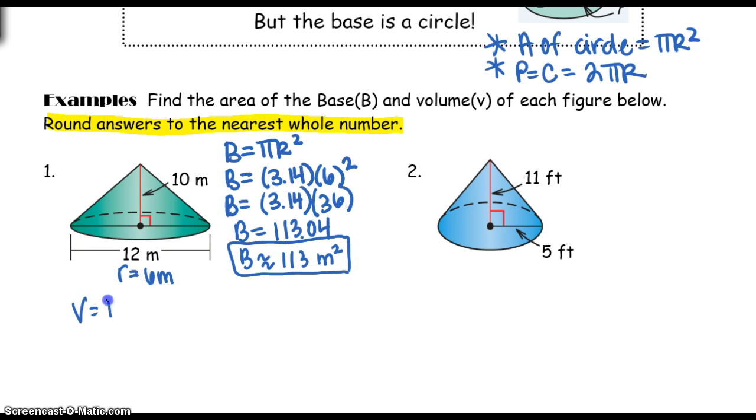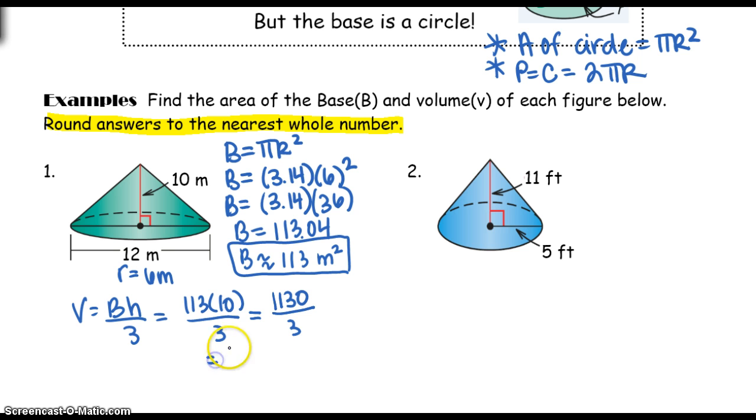Well, volume's the same. Area of the base times the height divided by 3. What's the area of the base? We just found it, 113. What's the height of the cone? Remember, it's perpendicular, so it's this right here, it's the 10. And then we would divide everything by 3. So make sure you multiply the top together first. So 1130 is what you get on top, and you would divide that by 3.